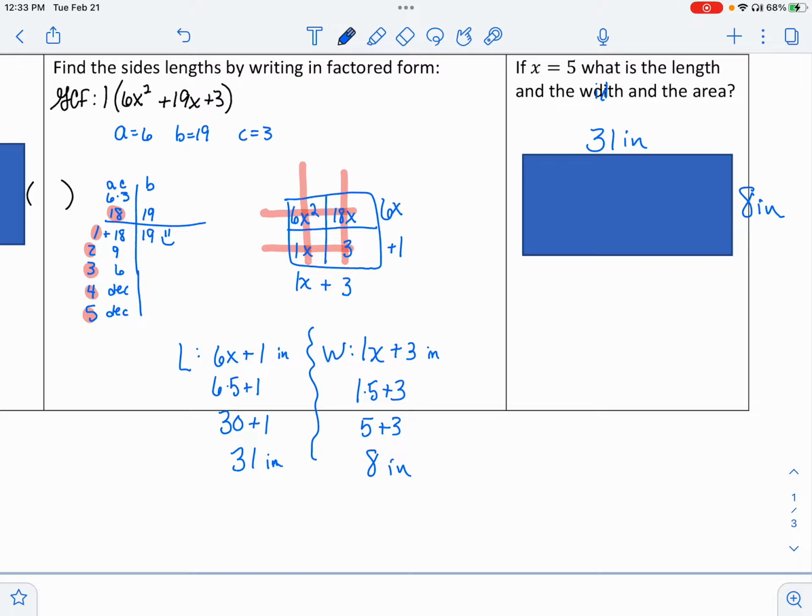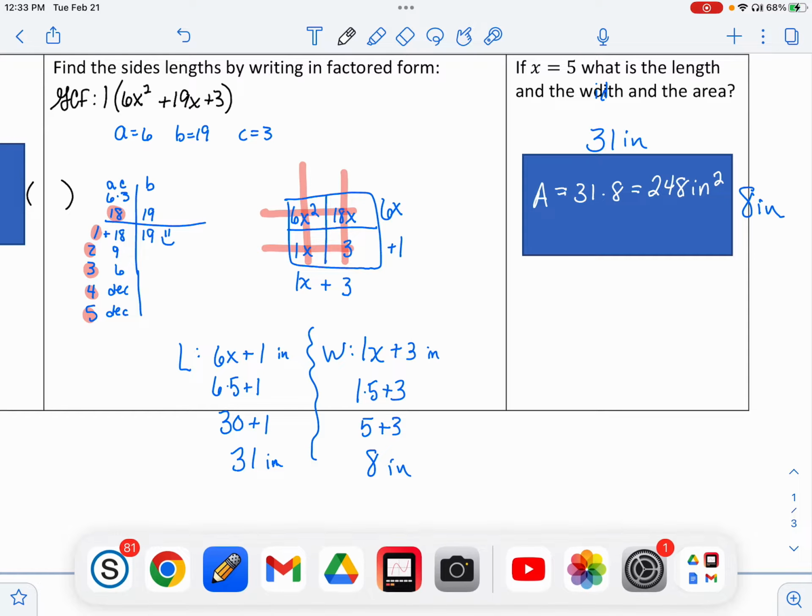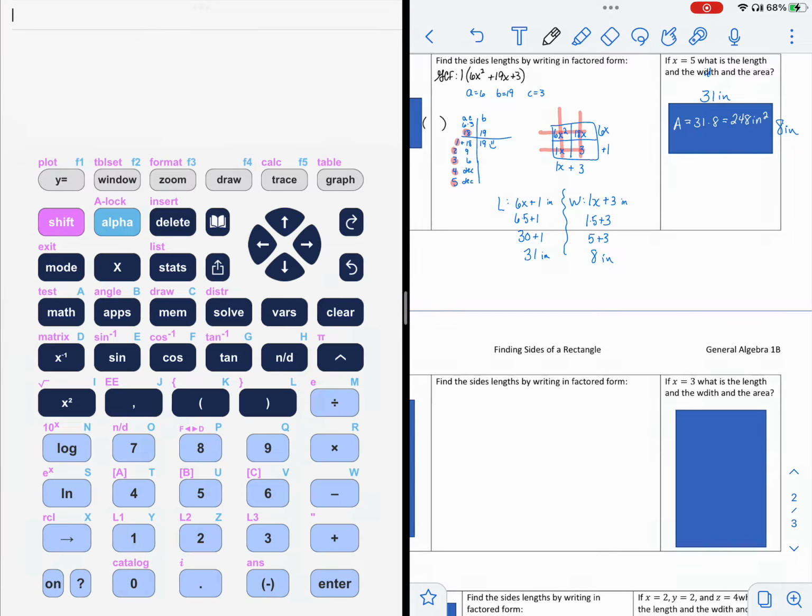But it also asks us to get the area. So the area is the 31 times the 8. Let's see, 248, I do believe, square inches. However, just because I don't want to redo my video, I'm going to give that a shot.